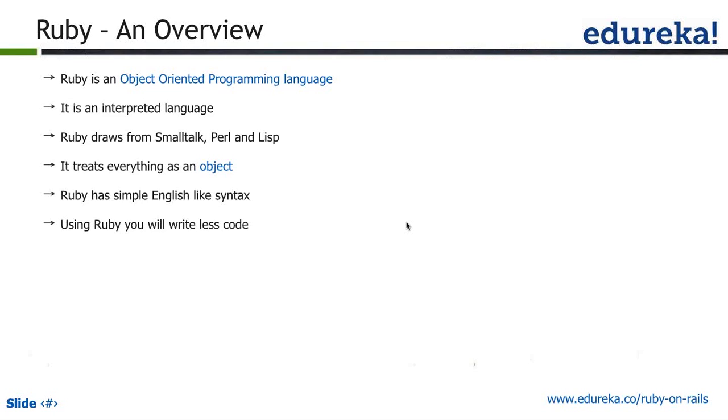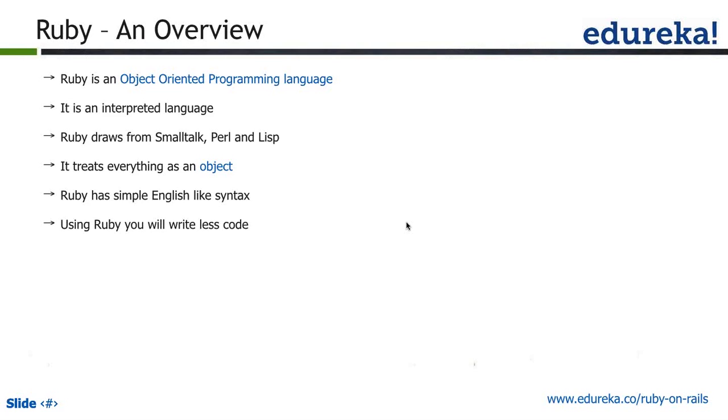It draws a lot of its syntax from Smalltalk, which was basically the original object-oriented programming language, Perl, which is basically a scripting language, and Lisp, which is a functional language. So Ruby has all the features of an object-oriented language, a functional language, and a scripting language, right? And during this training session, as we go on, we'll see some of those features, right?